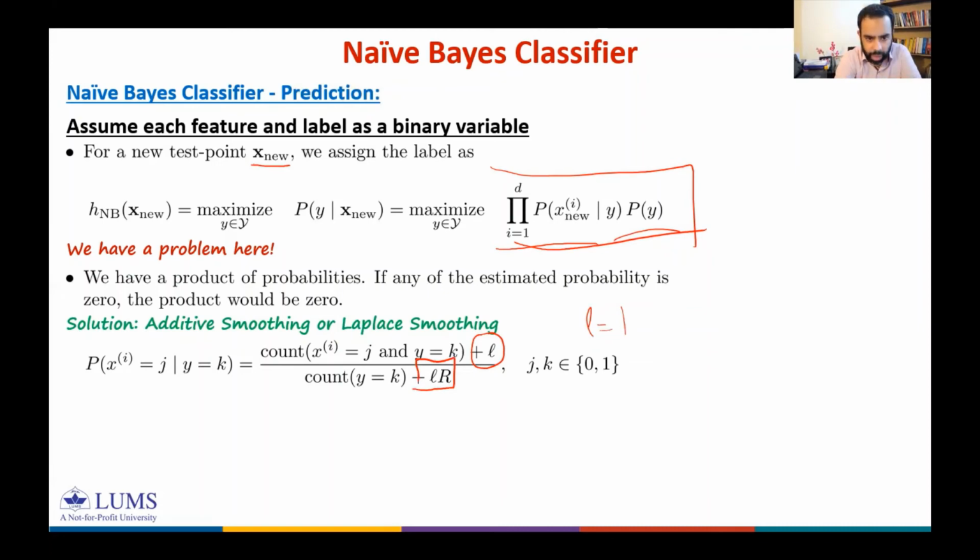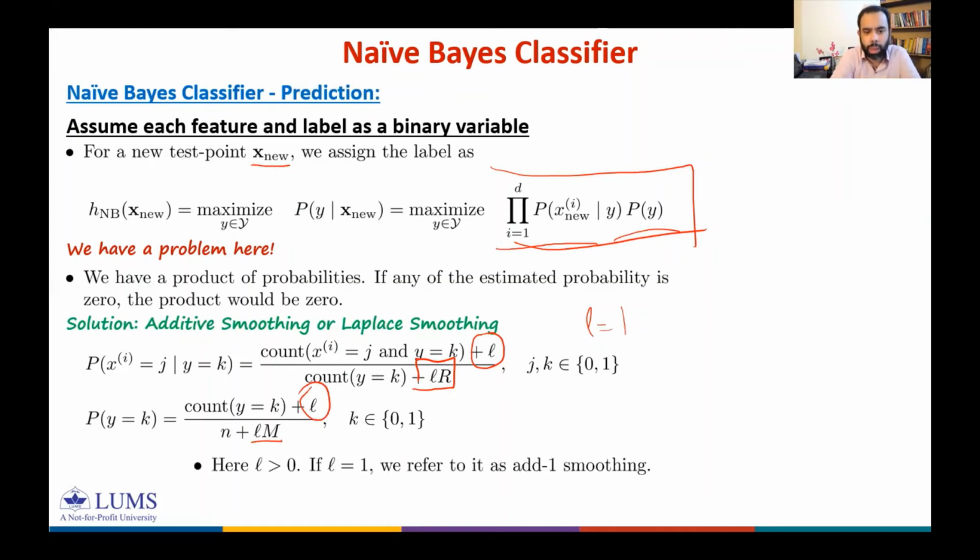Okay, I will explain this R in a while. Similarly, when we compute the probability of y is equal to k, we also add L in the numerator and L times M in the denominator. The idea is the same. If we choose L is equal to 1, here L can be any positive number, but if we choose L is equal to 1, this is referred to in the literature as add-1 smoothing. We are simply adding 1 in the numerator and L times R or L times M in the denominator.